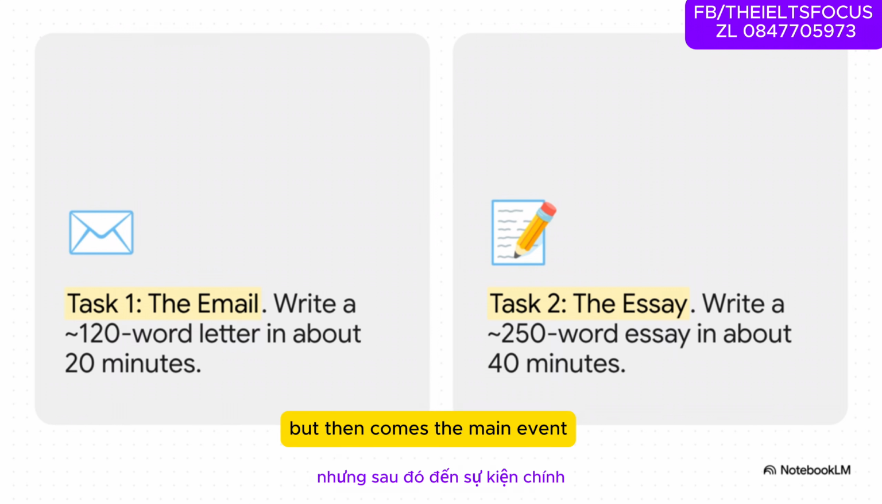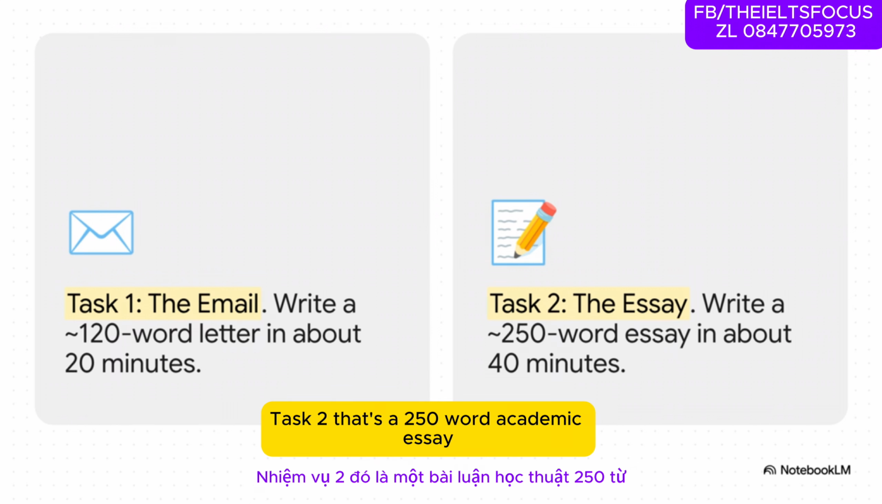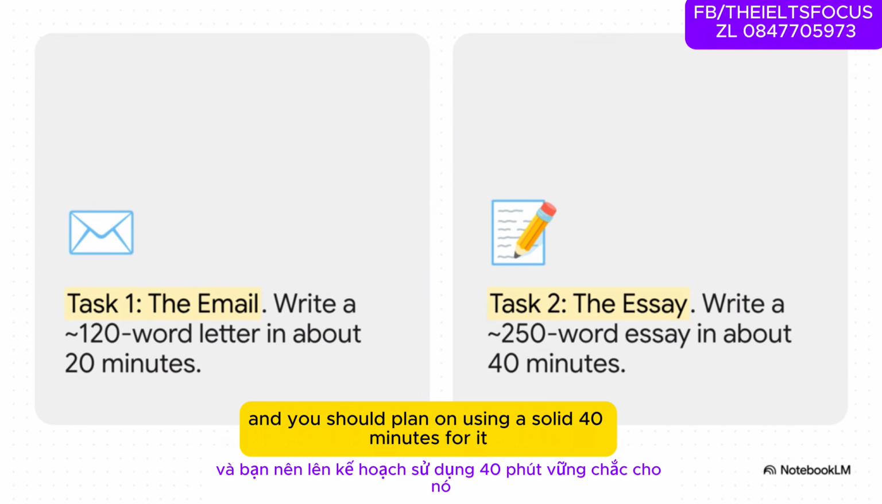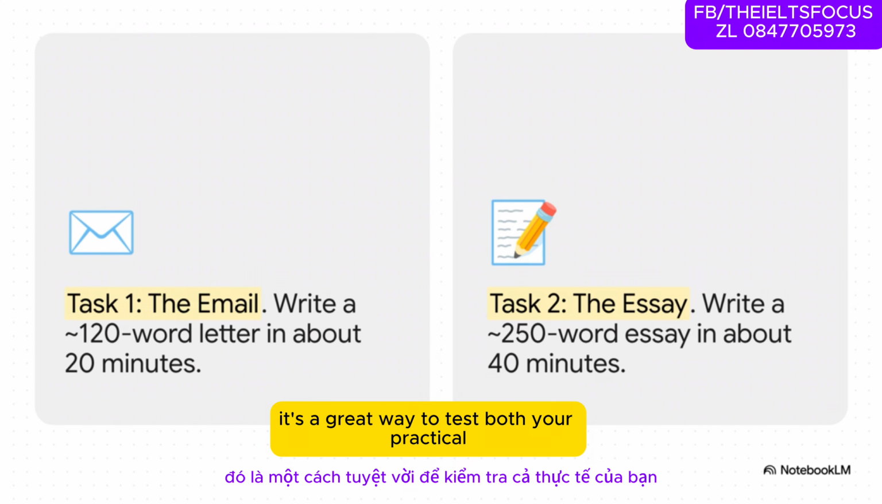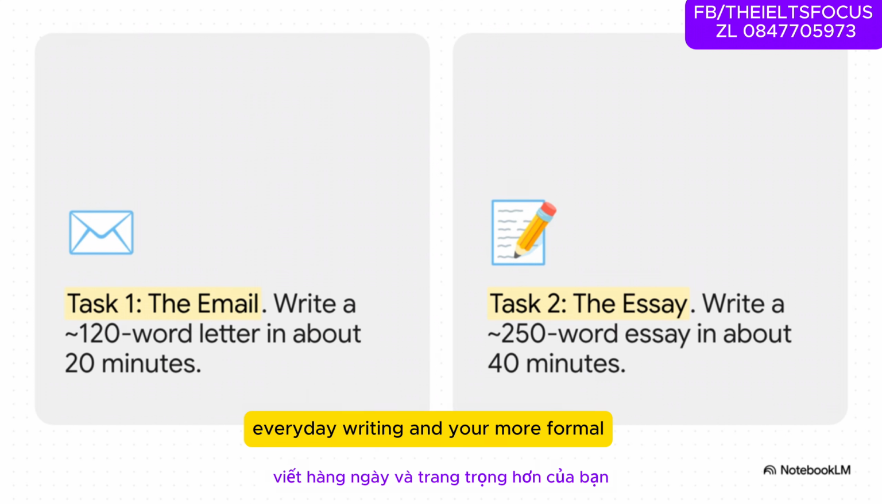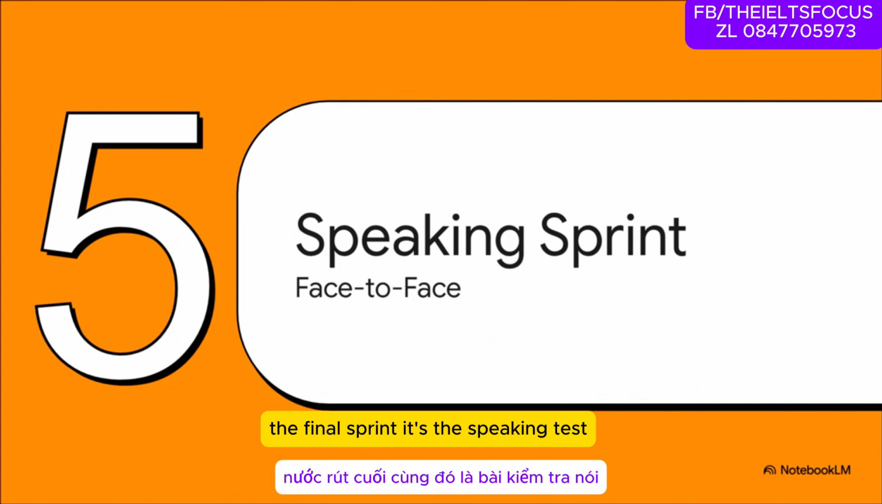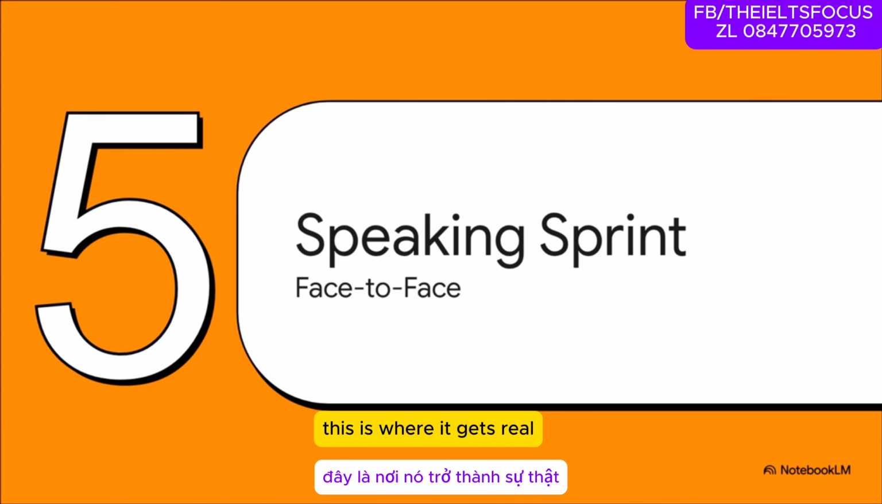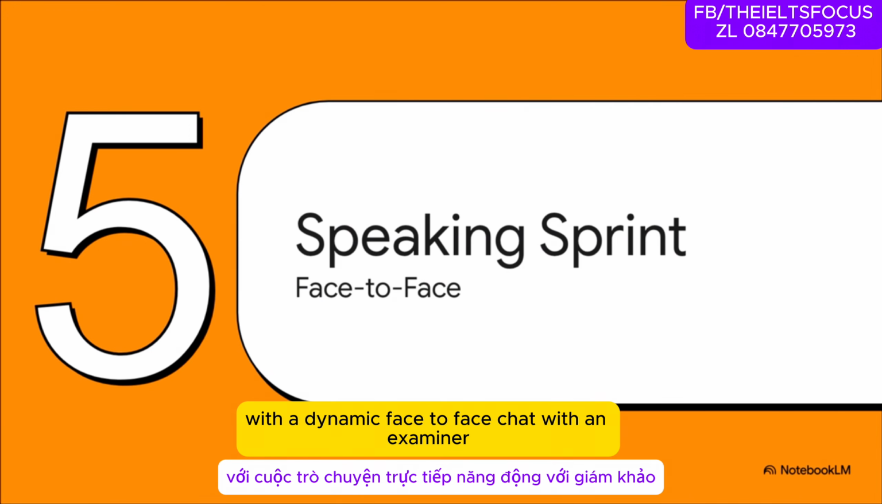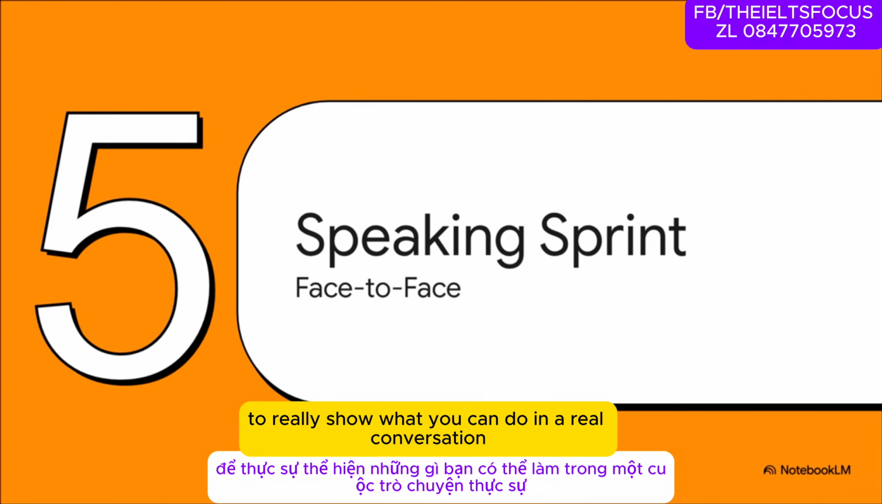But then comes the main event, Task 2. That's a 250-word academic essay, and you should plan on using a solid 40 minutes for it. It's a great way to test both your practical, everyday writing and your more formal, structured thinking. And now for the grand finale, the final sprint. It's the speaking test. This is where it gets real, with a dynamic, face-to-face chat with an examiner. It's your chance to really show what you can do in a real conversation.